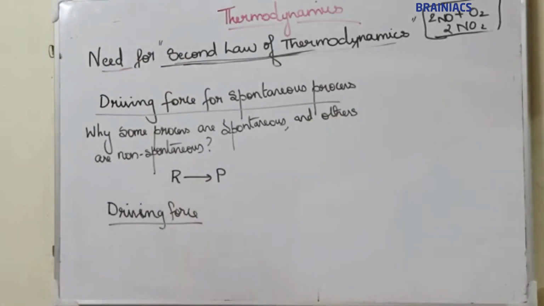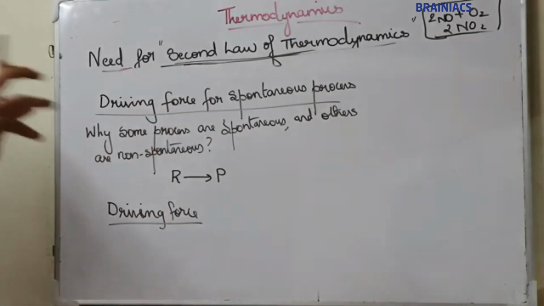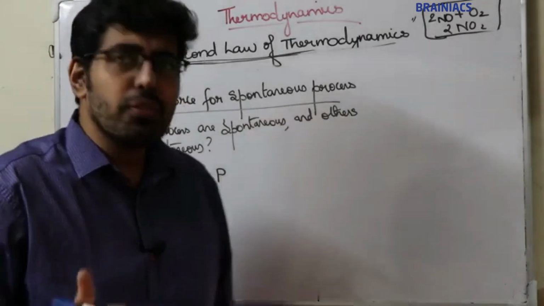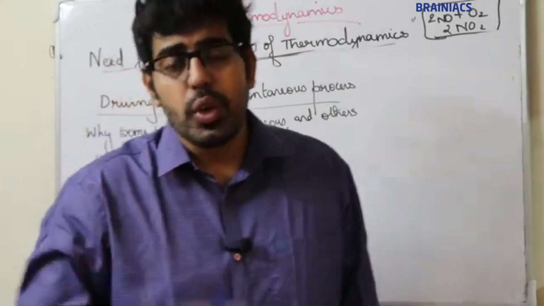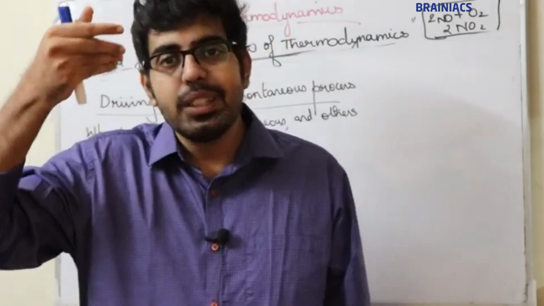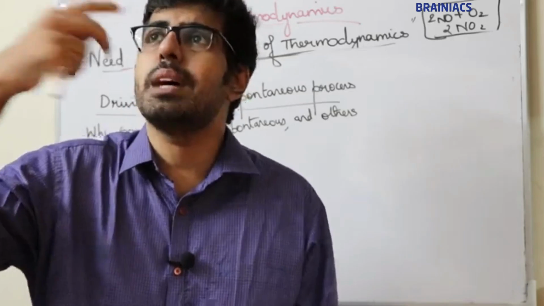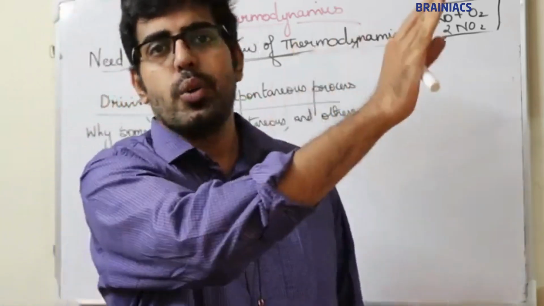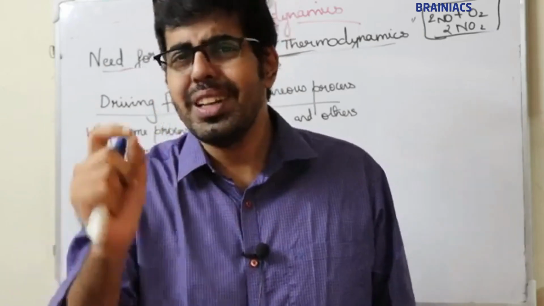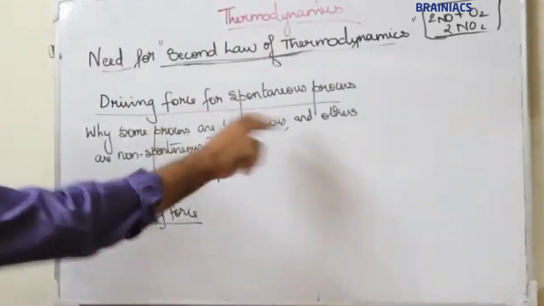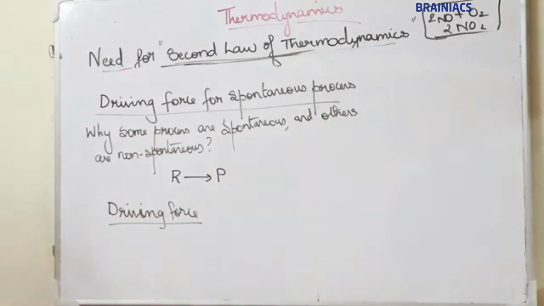Now, why are some processes spontaneous? Only some processes are spontaneous. For example, flow of water from high altitude to low altitude is spontaneous. Dissolution of sodium chloride, spontaneous. Aging, spontaneous. Why are some processes spontaneous? Now some other processes are non-spontaneous. For example, flow of water from low altitude to high altitude is a non-spontaneous process. So reactions are of two types, spontaneous and non-spontaneous. Why are some spontaneous and why are some others non-spontaneous?